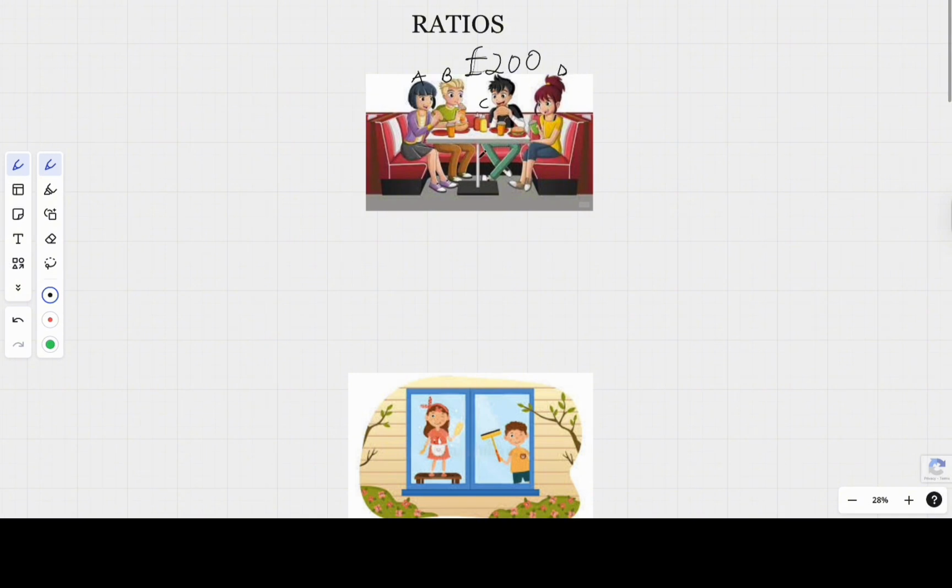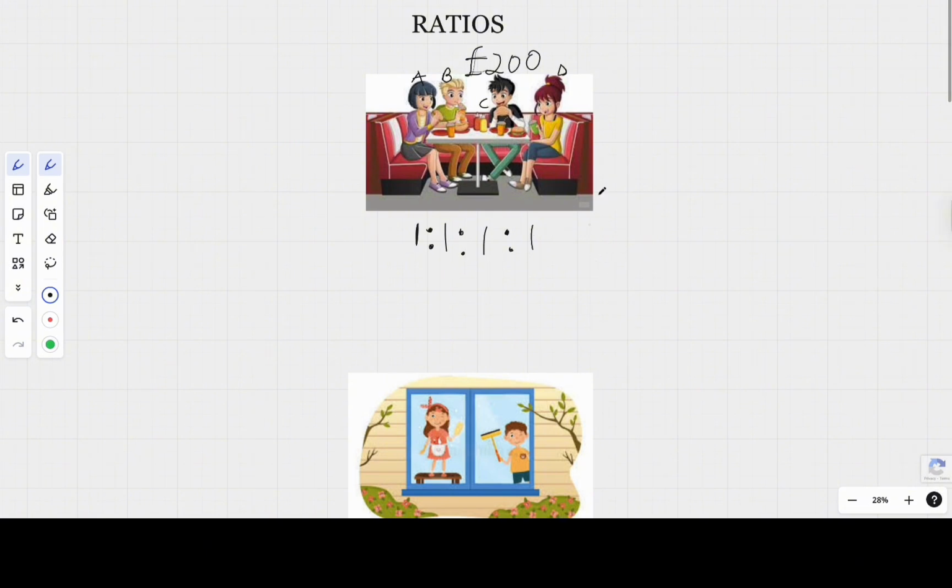If you want to write that in ratio form, we write ratio using the colon. So 1 is to 1 is to 1 is to 1. That is the ratio of the parts each person is supposed to pay for the £200 bill.